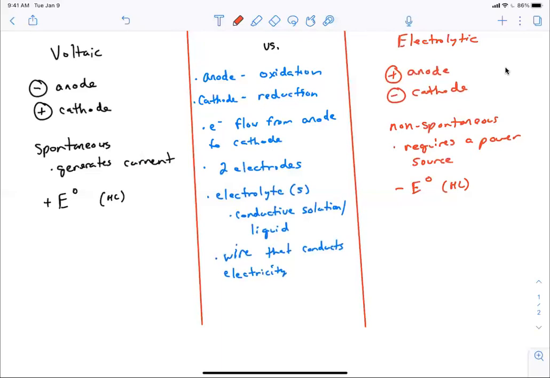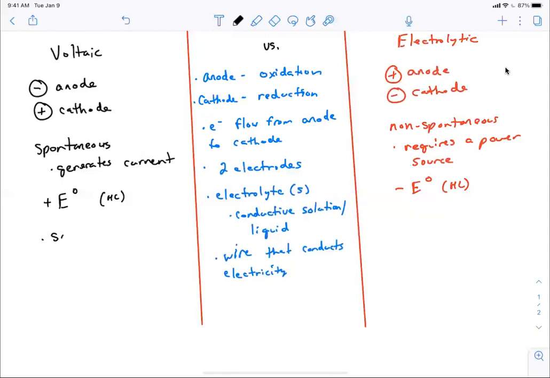I kind of want to say two cells versus one cell, but I've seen questions on the IB where they have a voltaic cell in a lemon, which is just really one cell. And so I don't want to ingrain in your mind that a voltaic cell always has to have two cells. The main idea of a voltaic cell is it has to be spontaneous, it has to generate electricity through the oxidation and reduction of the species there.